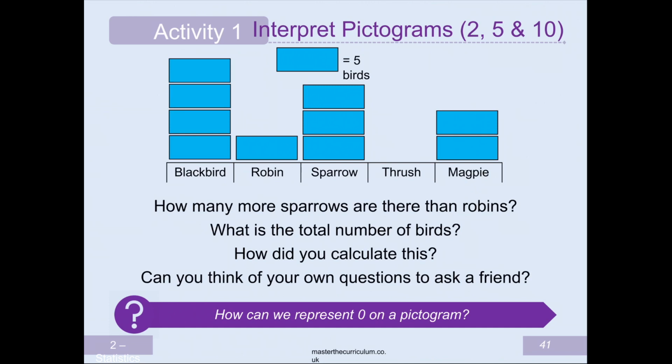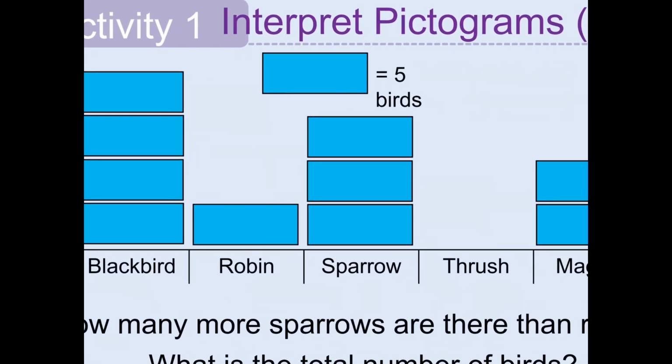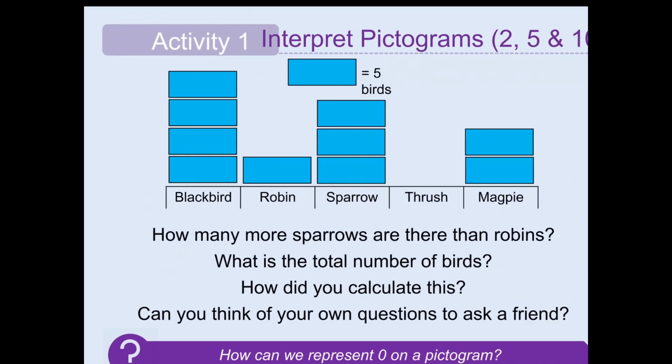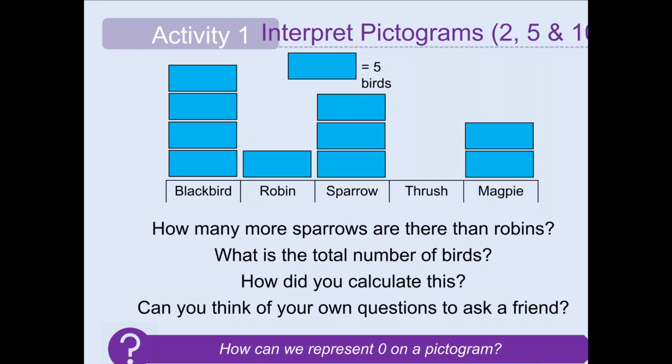How many more sparrows are there than robins? So we have to check the sparrows. We can see here that there are 15, and with the robin there's only 5. When we look at this pictogram, we can see that the sparrow has 2 extra blue blocks than the robin. And we know that it's 2 5s, so that makes 10. There are 10 more sparrows than robins.